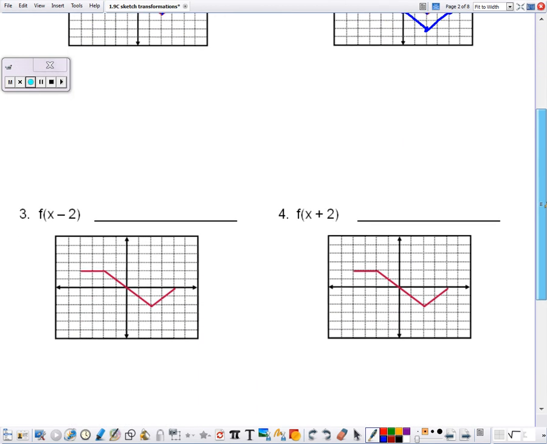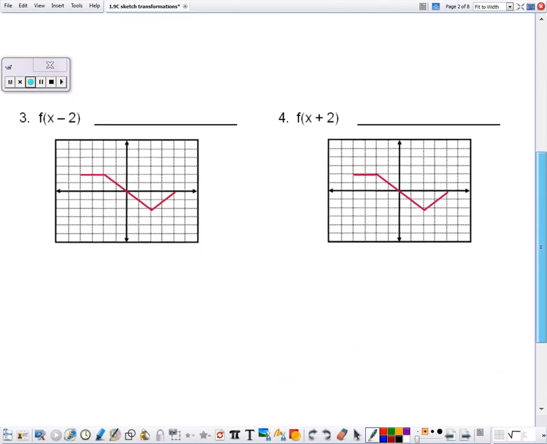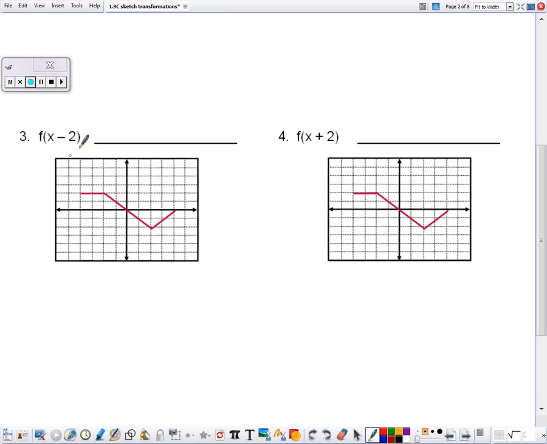Now for 3 and 4, when you're changing your x, we have to think in opposites. So minus 2 really means right 2. So this point moves here, this point moves here, this point moves here. And there's our shape.